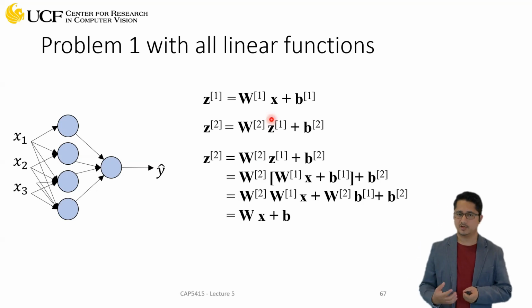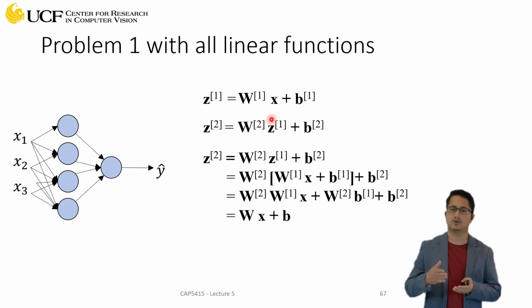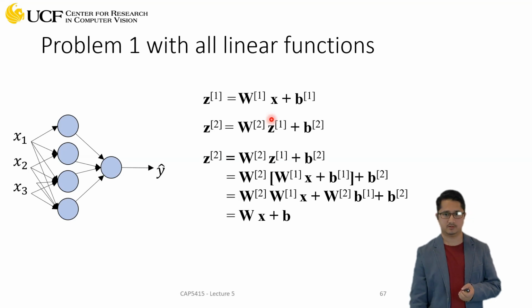Now let's see what happens if we have a lot of these layers and how that reduces to just a single layer. Let's say we have this neural network which has 2 layers. This is the first layer, this is the second layer. Now you can try to solve the second equation over here. You just replace this Z1 with the actual value, right? This value over here, which is coming from the first equation.